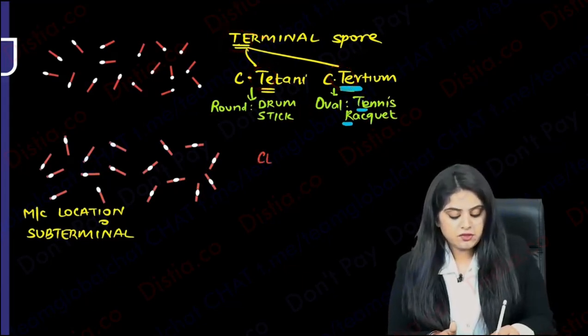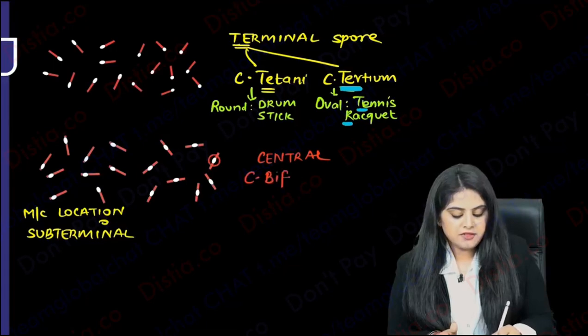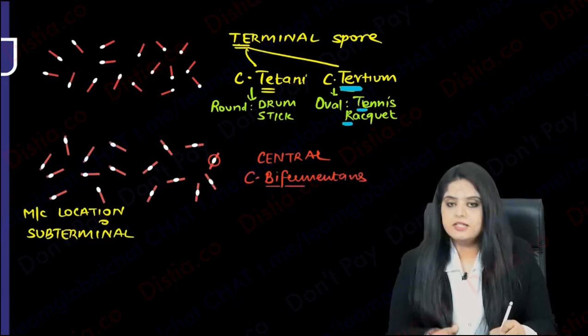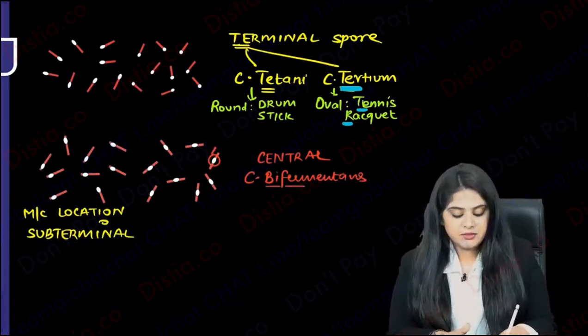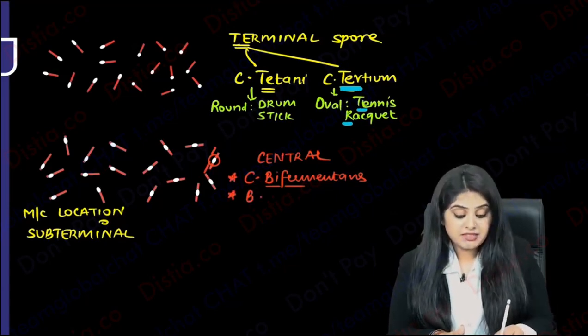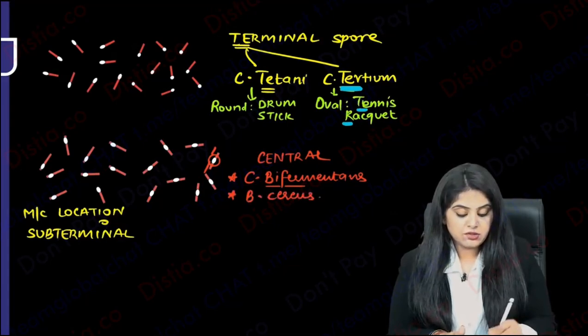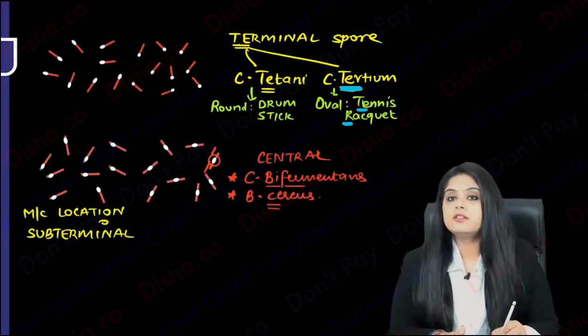What are we left with? We are left with which of the spores are going to be right in the center. So you can see the spore is right in the center. That is Clostridium bifermentans. Bifermentans is telling you that it has divided the bacteria into two parts. So Clostridium bifermentans, and in fact Bacillus cereus can also result in a CE for central spore, right?